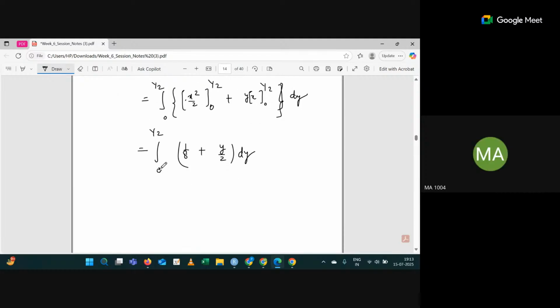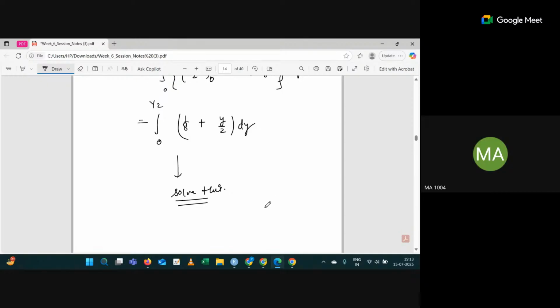So can you solve this? I'm just skipping this. Just solve this and you will get the answer. I'm just giving you an idea because we have to solve some more questions. That's why I'm skipping.